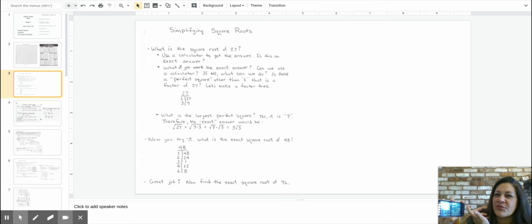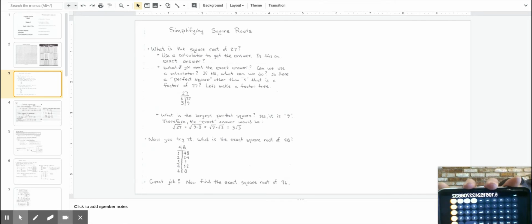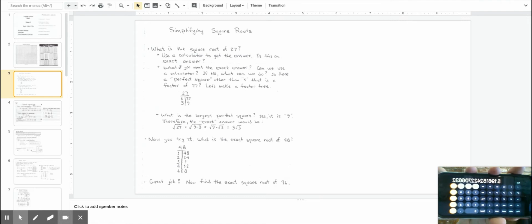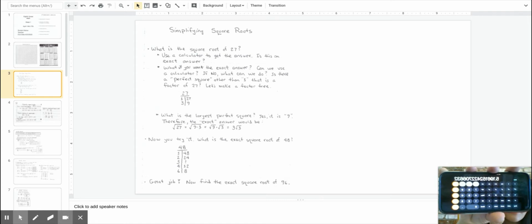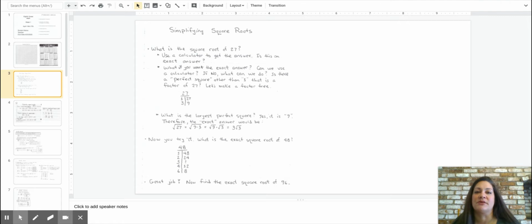The next one with the 3 would be a cube root. Okay, so I come up with, you probably can't even see that. Oh, you can. But is it backwards? It is. 5.19 and a bunch of numbers. So it's not really exact because that decimal keeps going.